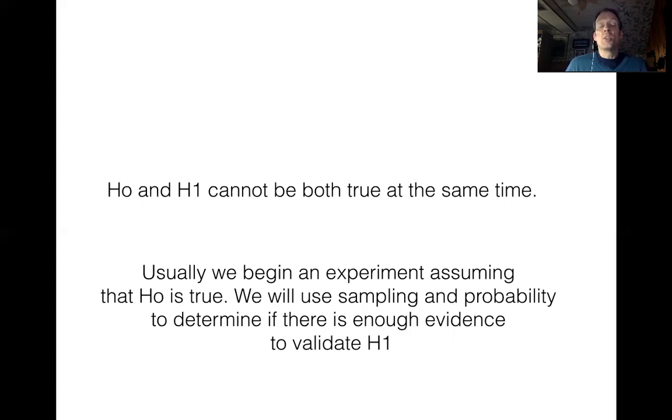We also start an experiment actually assuming that the null hypothesis is the correct one, and that might be the opposite of what you were expecting. The idea is we're going to use probability and sampling techniques to see if we can get enough evidence to show that the null hypothesis is wrong as we work through the experiment.